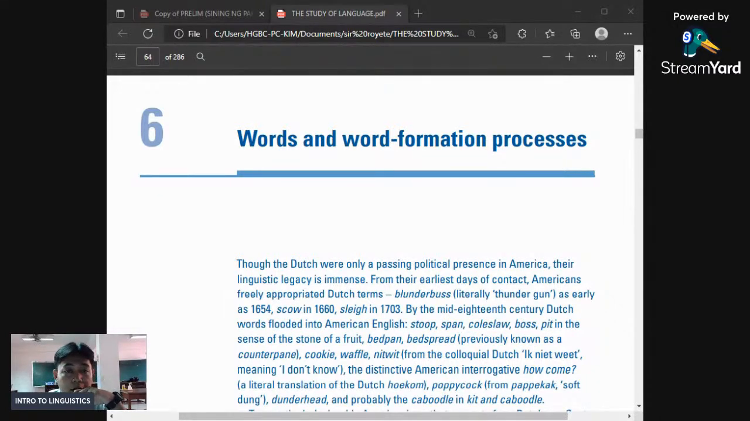Alright, so we started with words and word formation processes. Right, that for American English, there are words that were mostly influenced by the Dutch, right? Dutch words that became part of the English or the American English words. So we're now talking about what are the different words and word formation processes that occur in the English language.